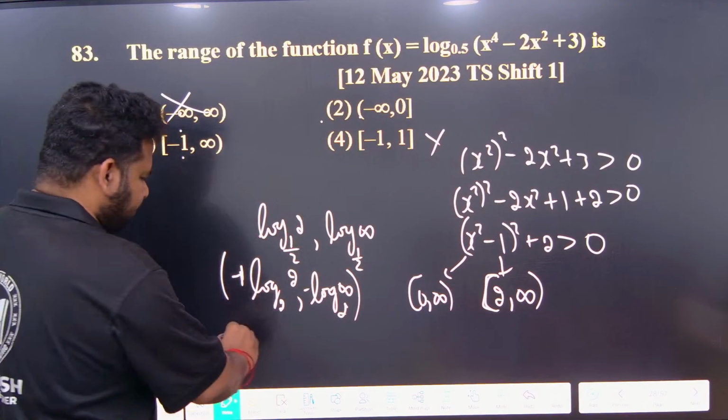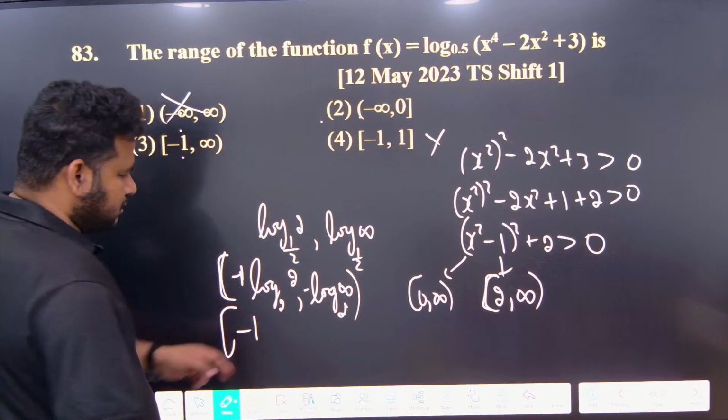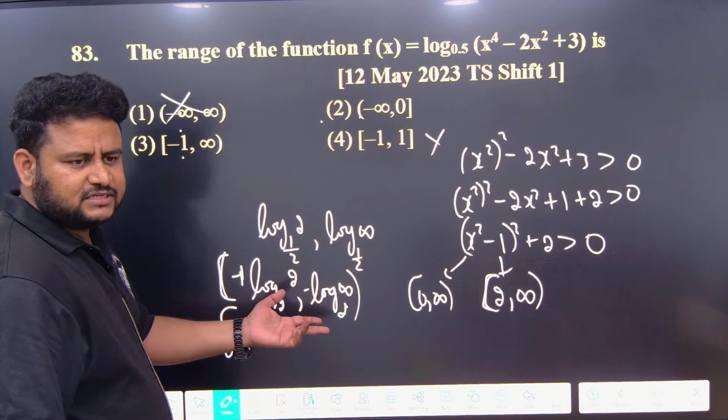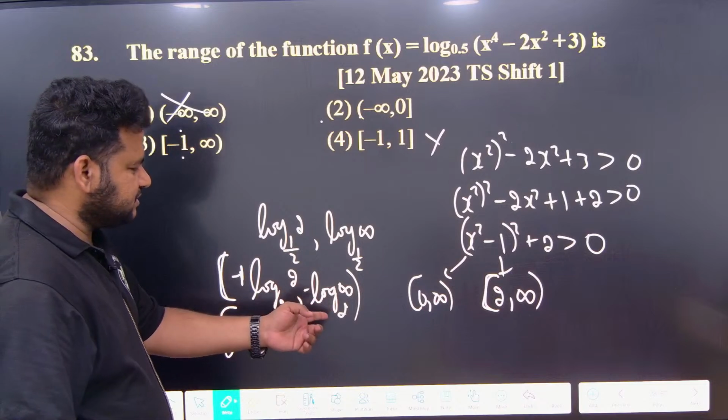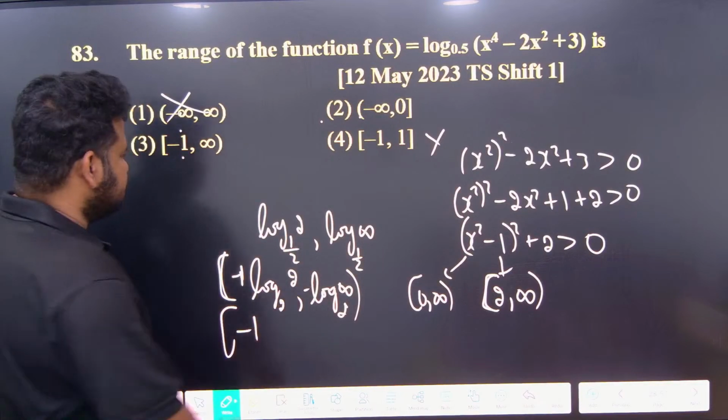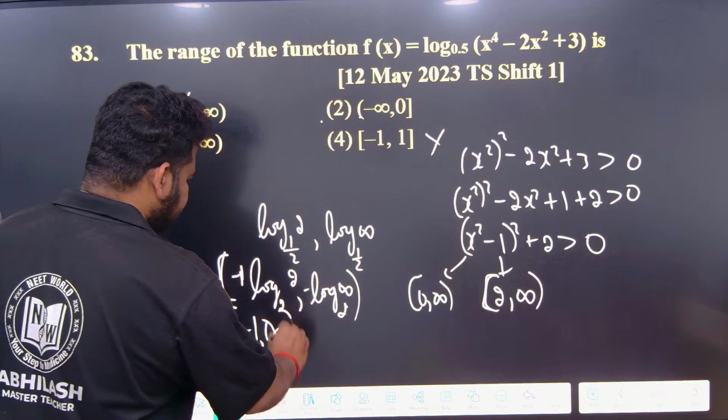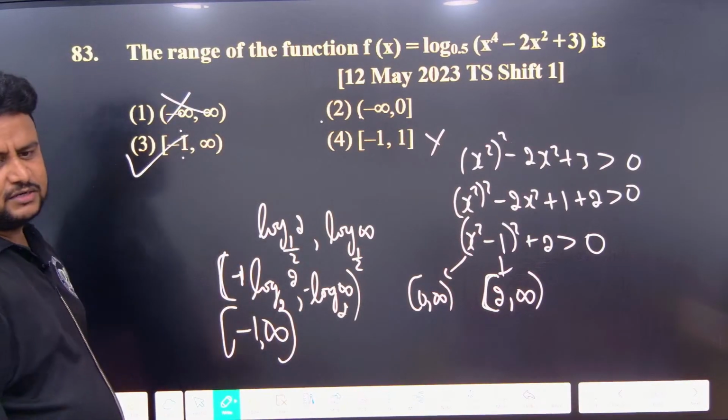So this will become what? Minus 1. Minus 1. Log of infinity is what? Minus infinity. Okay. Log of infinity is minus infinity. Minus into minus is plus. So this will become minus 1 comma infinity. That is the third option. Our logic worked.